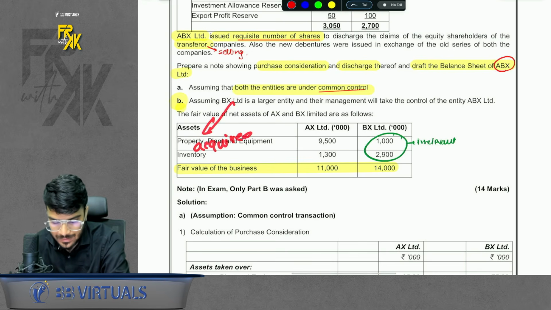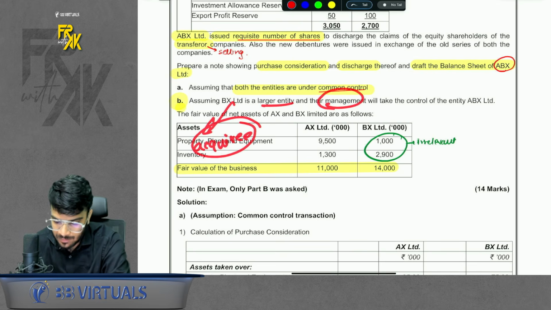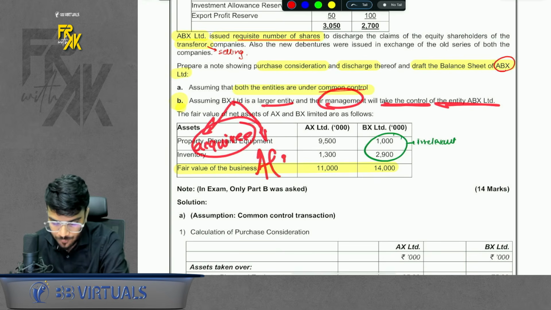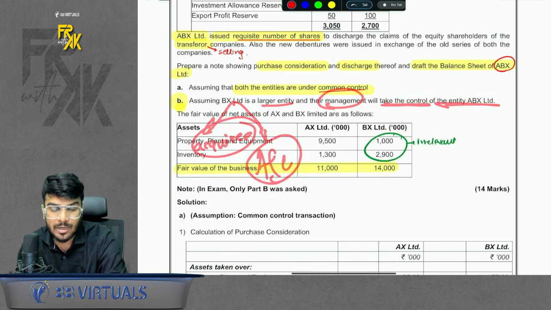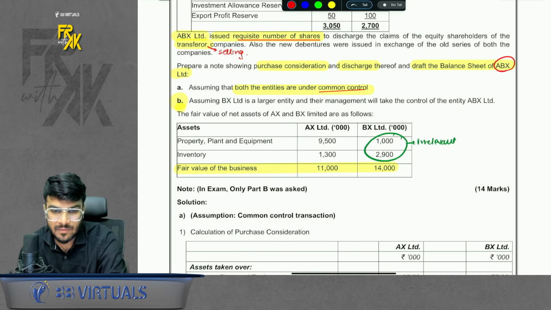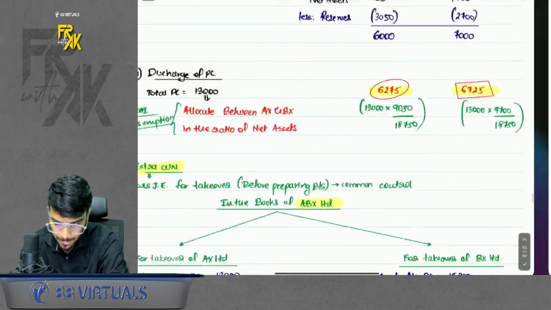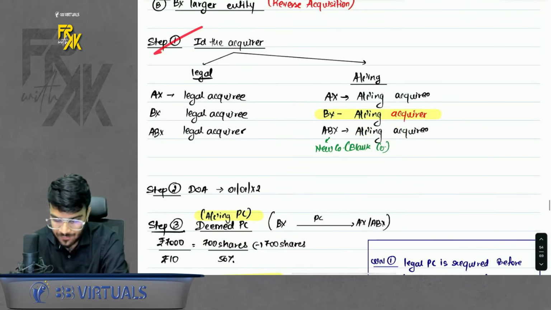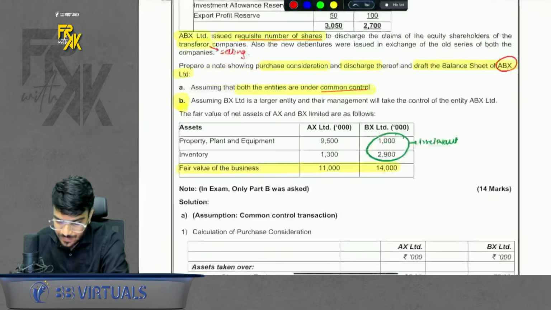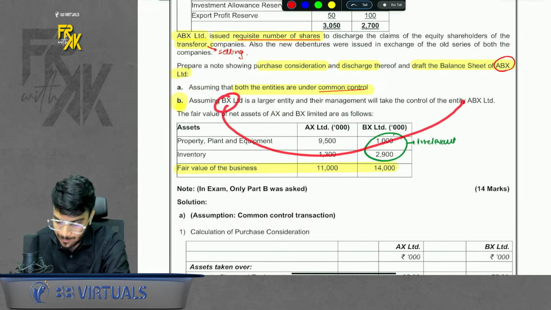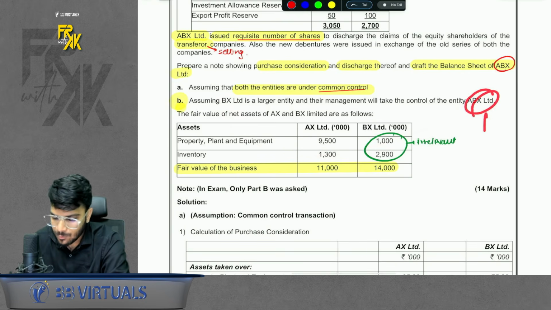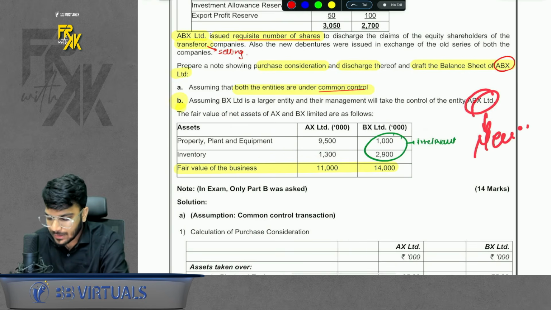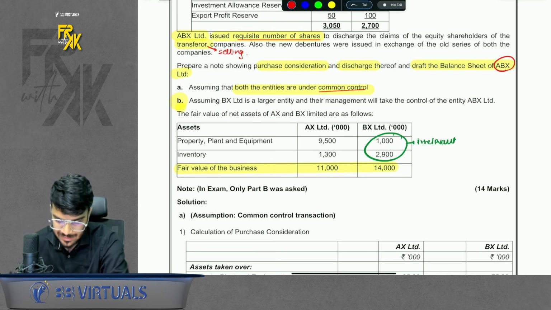Now if BX is a larger entity and their management will take control over the entity ABX, that means from an accounting point of view, it became the parent. So your acquiree is becoming a parent. So it is a case of reverse acquisition. Now how will you solve it? We will start following the steps. Step number 1, identifying the acquirer. Ideally, you will feel that BX is going to control ABX, but ABX itself is a new company. In the case of reverse acquisition, BX will ultimately control AX. We discussed this also in class.